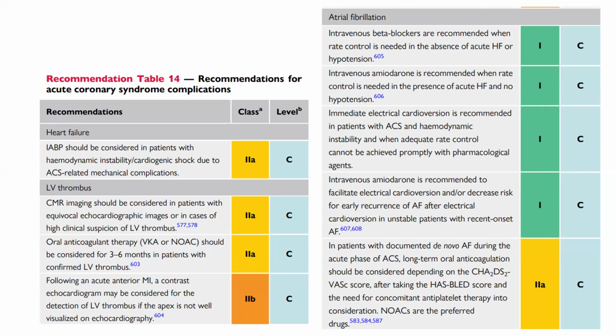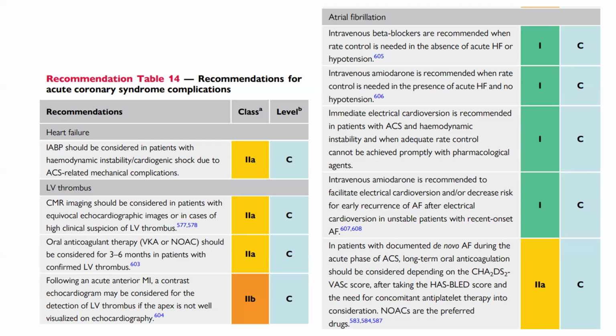In patients with atrial fibrillation, intravenous beta blockers are recommended when rate control is needed in the absence of acute heart failure or hypotension. Intravenous amiodarone is recommended when rate control is needed in the presence of acute heart failure and no hypotension. Immediate electrical cardioversion is recommended in patients with ACS and hemodynamic instability and when adequate rate control cannot be achieved promptly with pharmacological agents.